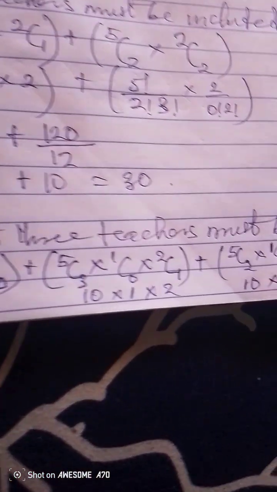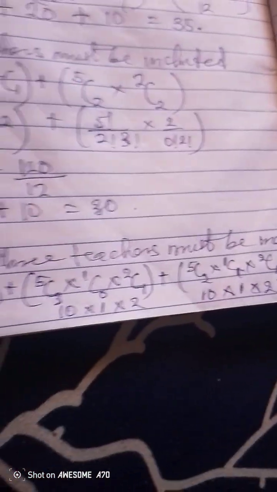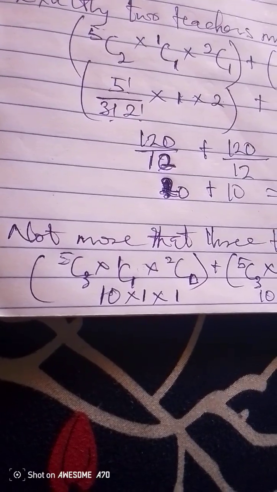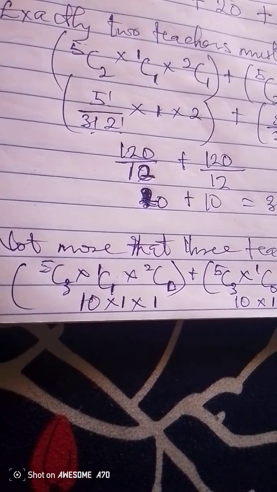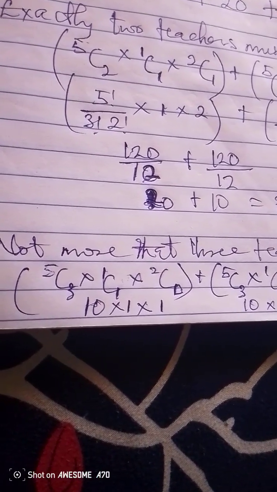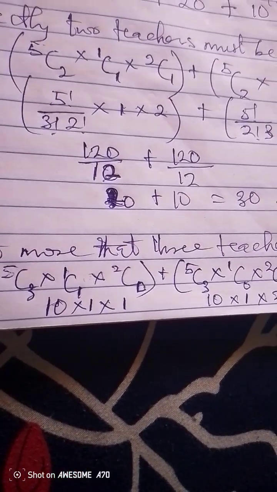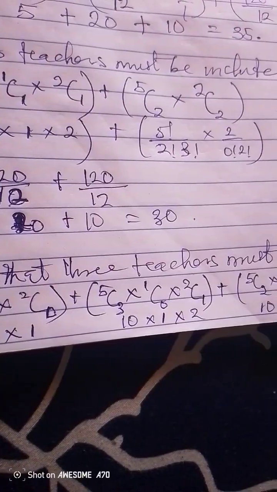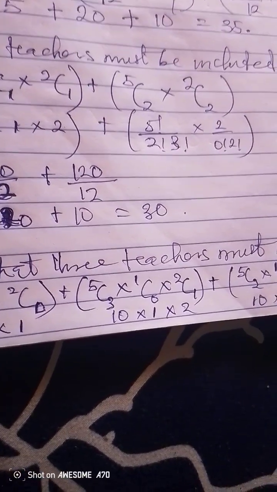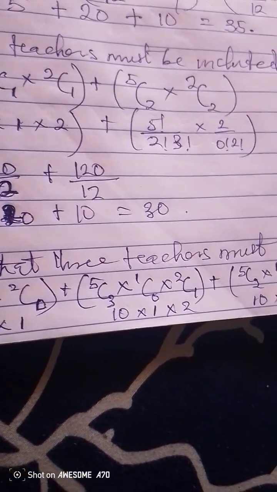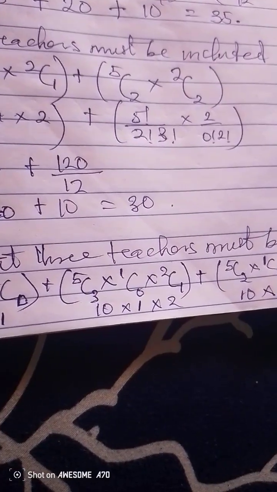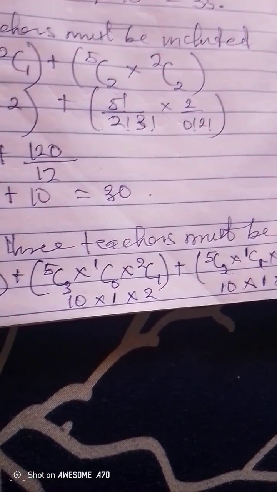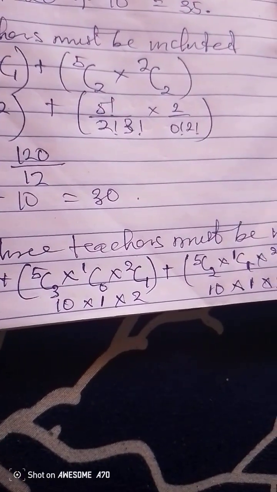If not more than 3 teachers must be included, that means out of the 5 teachers, we select 3, and we select the principal, and out of the 2 students, we select none. Or out of the 5 teachers, we select 3, and we exclude the principal, but out of the 2 students, we select 1. Because it's not more than 3 teachers, but it may be less.